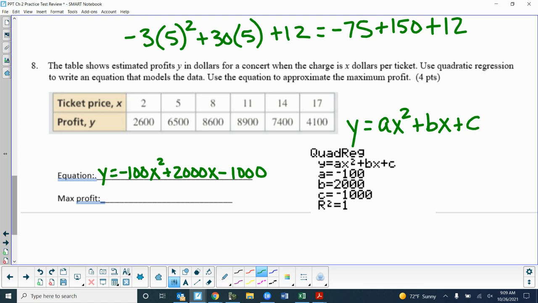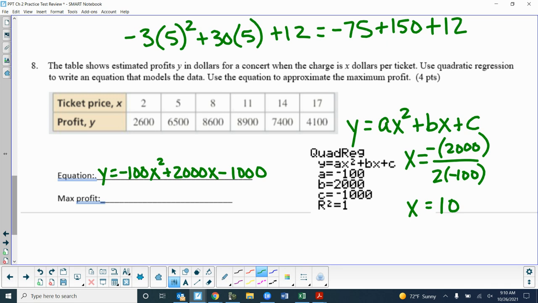All right. So it's asking us, use the quadratic to write an equation that models the data. Use the equation to approximate the maximum profit. Okay. So basically I'm looking for the vertex again, right? So I've got to find my axis of symmetry. So x equals negative b over 2 times a. And negative 2,000 divided by negative 200 is 10.